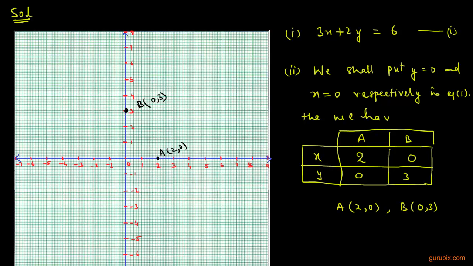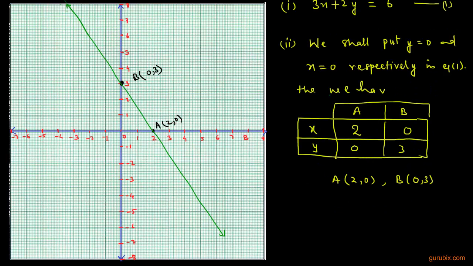And now we shall join these 2 points by a straight line. So this is the straight line we get by joining these 2 points. So we can say that this is the straight line of 3x + 2y = 6. And we know that this straight line divides this xy plane in 2 parts.